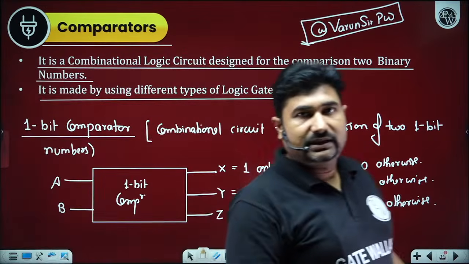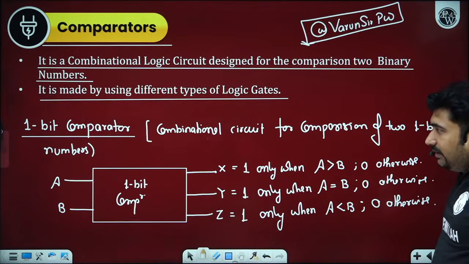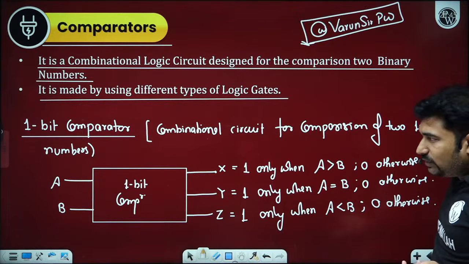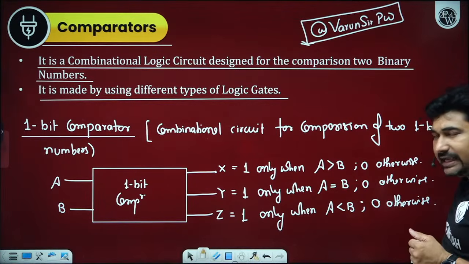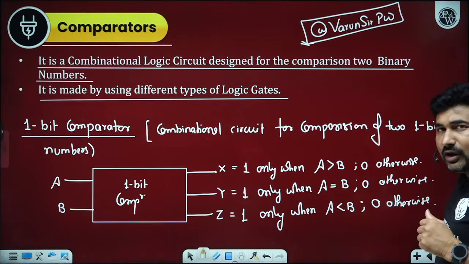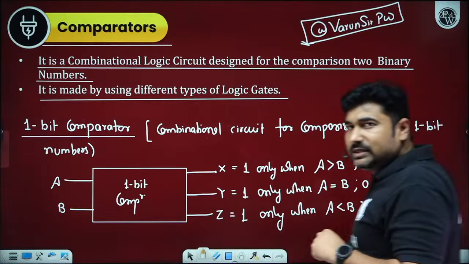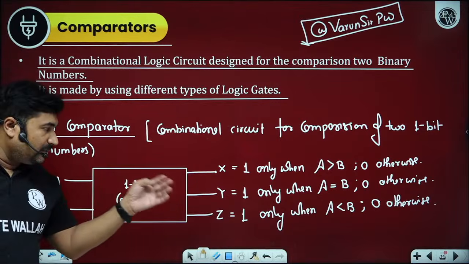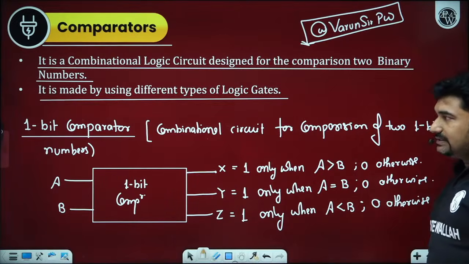Yes sir. By the 3 outputs, we can easily say what is A and what is B. Definitely if X is high, it means A is greater than B. There we have only two 1-bit numbers, so it means A is 1, B is 0. If Y is high, it means A and B are both equal. If Z is high, we can see that A is less than B, so B is 1 and A is 0. So it's very easy to identify the input based upon these 3 output pins. Is it okay? All of you able to understand, beta ji?